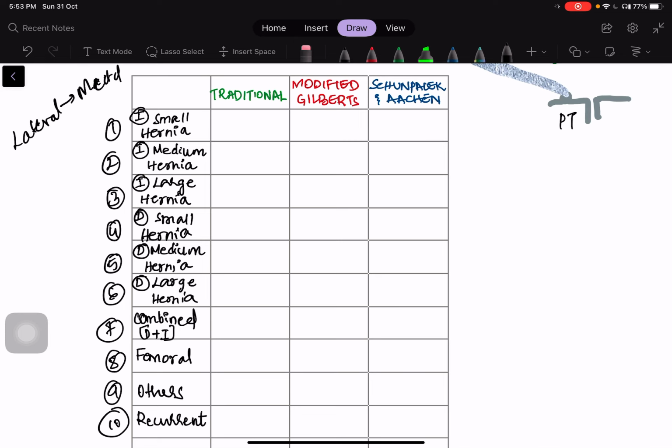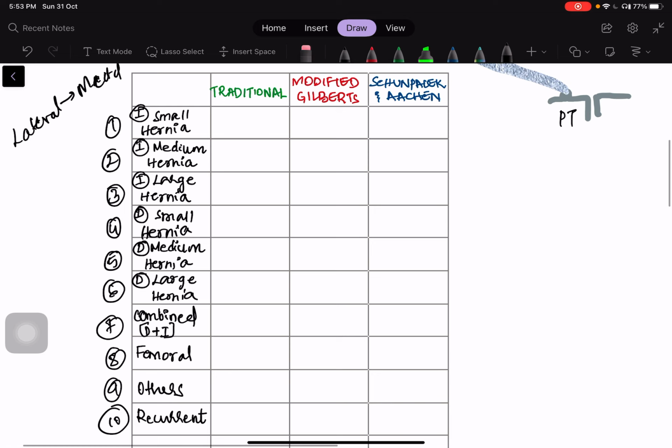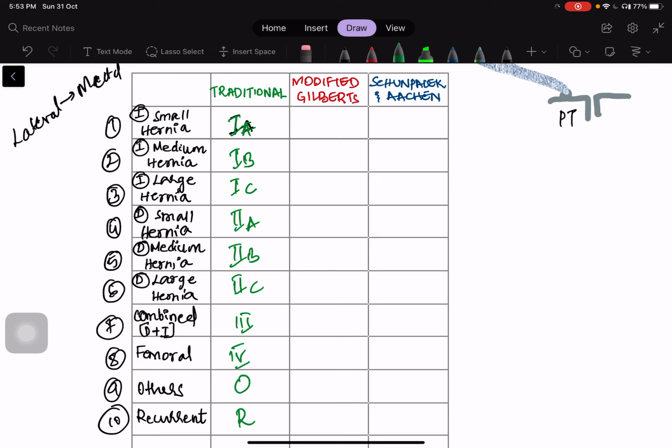Now let's make it simpler by just giving the names. In the traditional classification, indirect small hernias are given the name 1A, indirect medium hernias are 1B, and indirect large hernias are 1C. Direct small hernias are 2A, medium hernias are 2B, and large hernias are 2C. The combined hernia is given the number 3, and the femoral hernia is given the number 4. Others are depicted by O, and recurrent hernias by R.